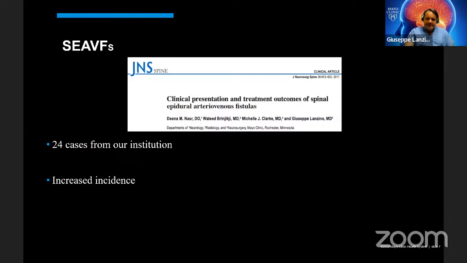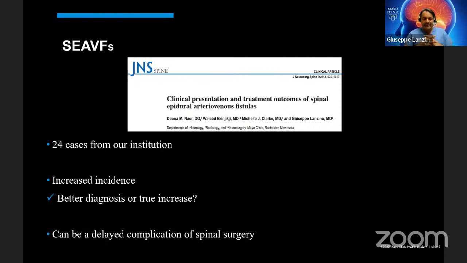So there is an increased incidence, and you wonder why. Is it because we are better at diagnosing these lesions, or is there a true increase in the incidence? I think it's probably both. And one of the reasons is that it's not infrequent that some of these epidural fistulas are a delayed complication of spinal surgery. And if you think about spinal surgery, we quite often use a posterolateral approach. We almost always encounter some degree of epidural bleeding.